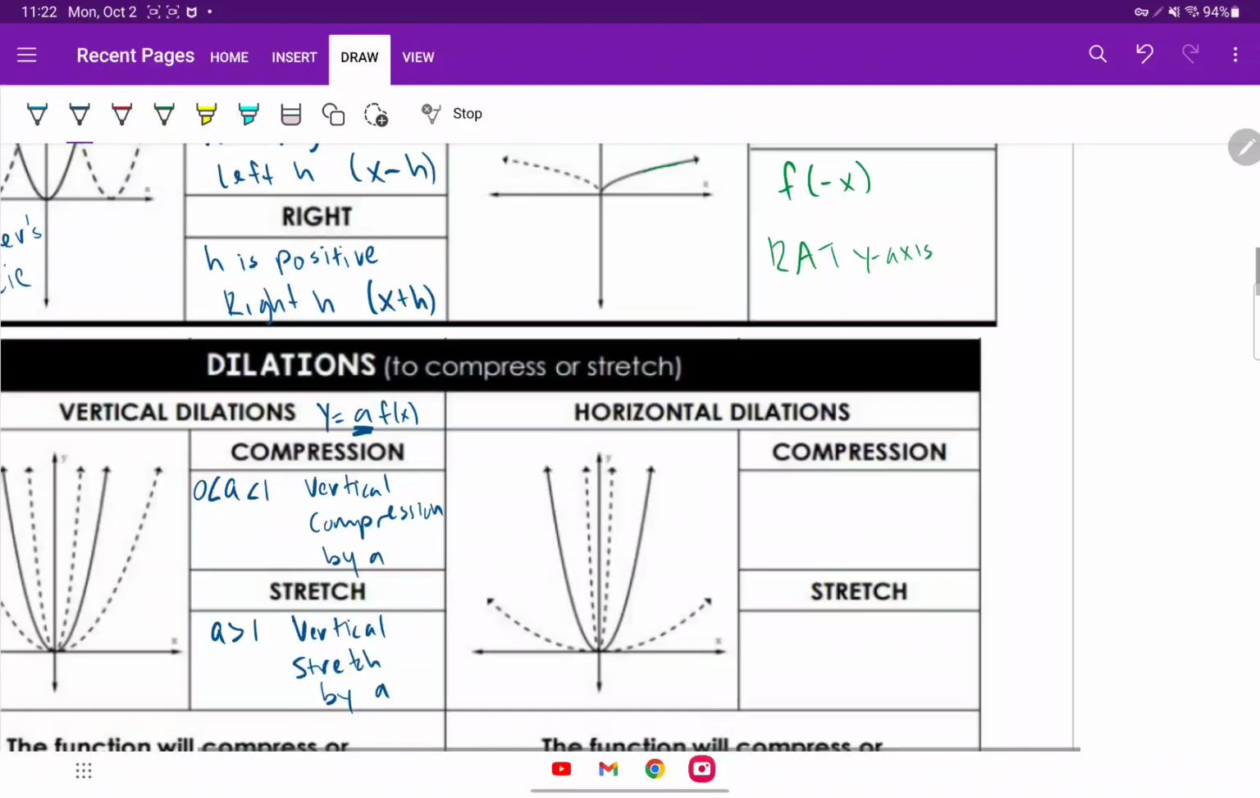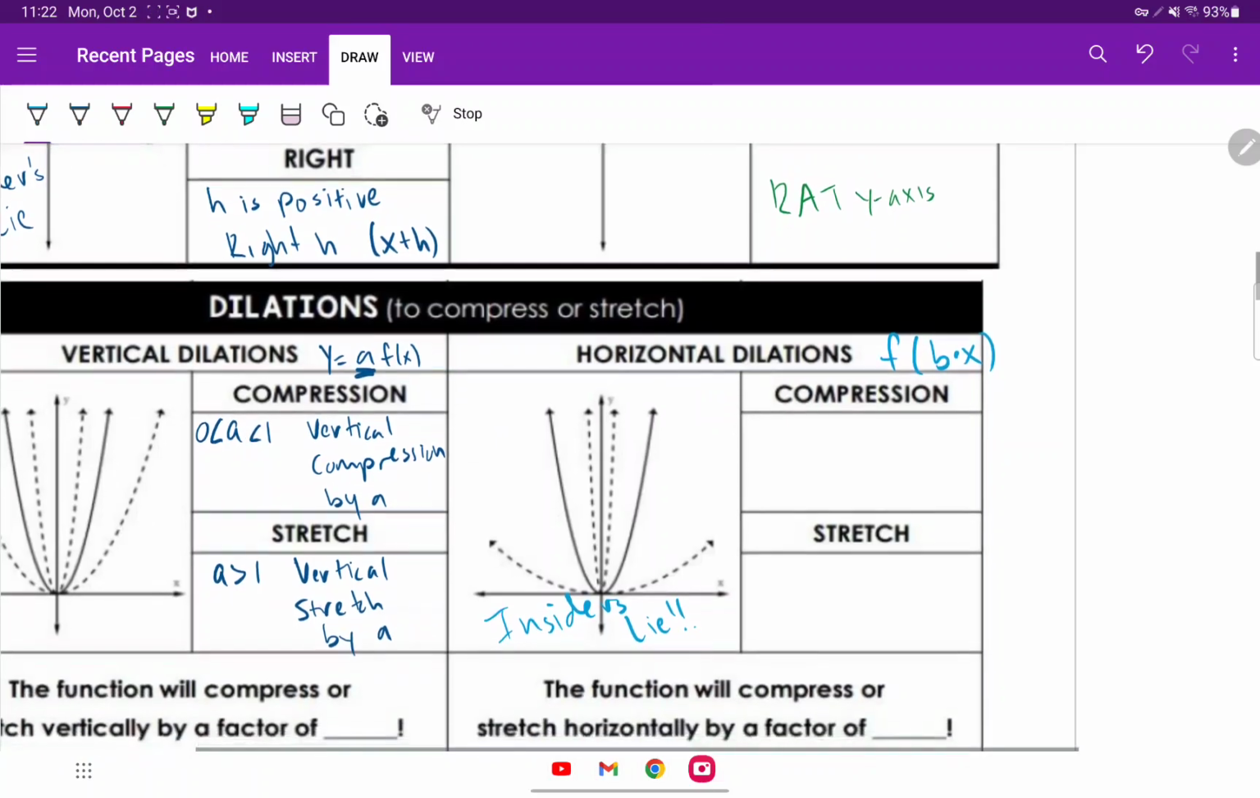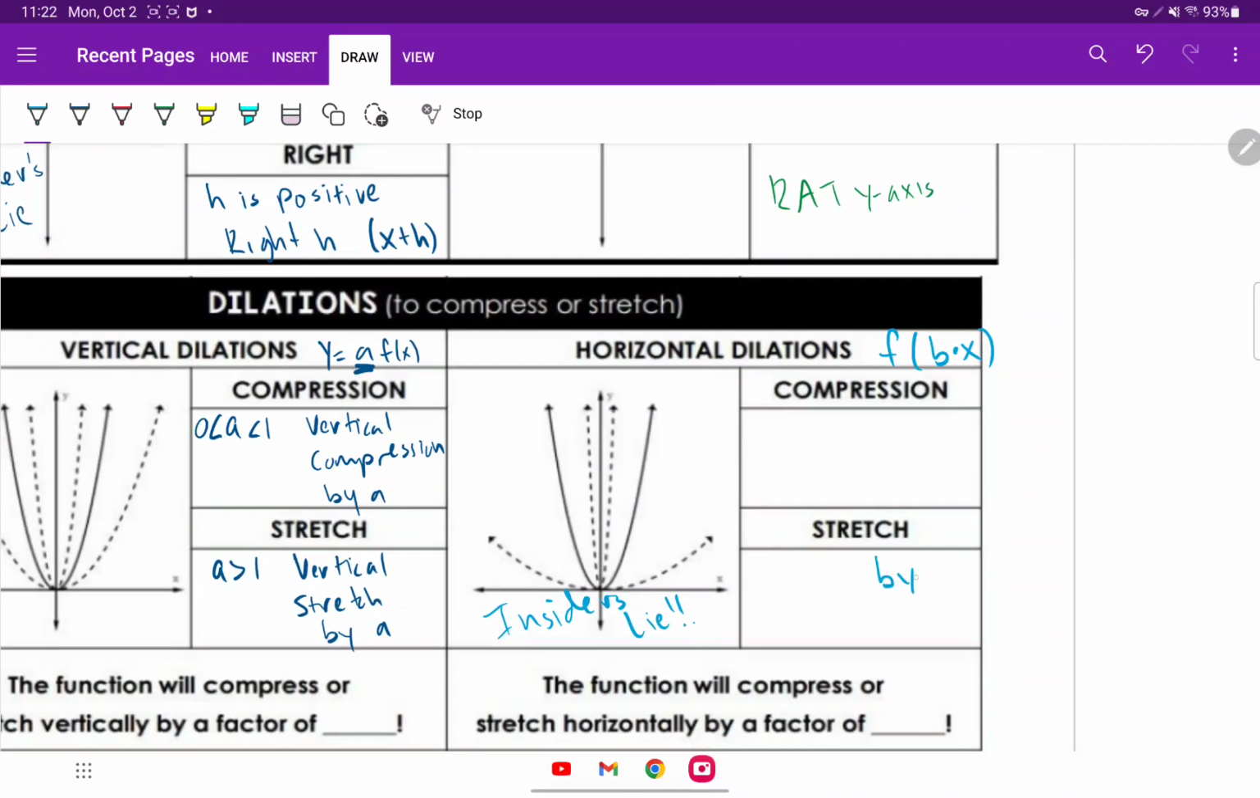Now your horizontal dilations or transformations are going to be found inside of the parentheses with x. Okay, so remember, insiders lie. So what we're looking at is b times x, but to fix the lie, we just multiply by the reciprocal. So it's kind of like dividing by b. So what you should first do is take that b value and flip it over. And notice our stretch and compression is going to be by 1 over b.